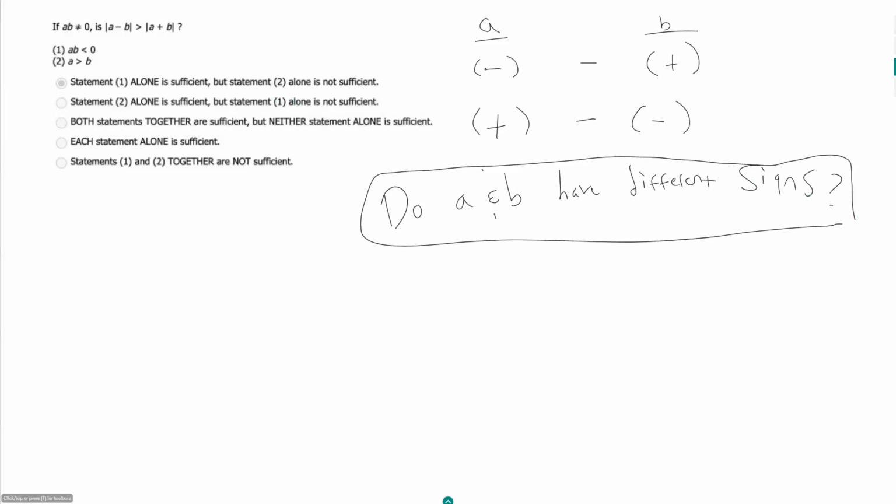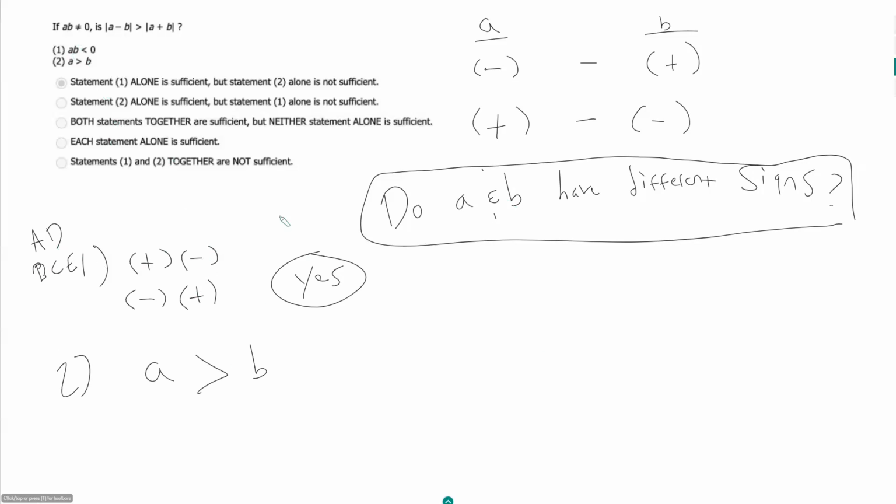And so with that, doing some thinking up front will hopefully save us time looking at the statements. So A times B is less than 0. Well, if we are taking the product of two numbers, the only way that product can be less than 0 is if we have a positive times a negative, or a negative times a positive. In other words, A and B have to have different signs. This is sufficient to say yes to our question.